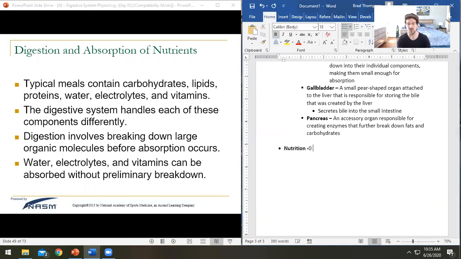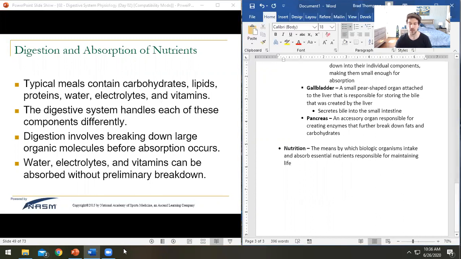So nutrition is going to be defined as the means by which biologic organisms intake and absorb essential nutrients responsible for maintaining life. Okay, so nutrition is all of the processes by which we eat things that keep us alive, right?